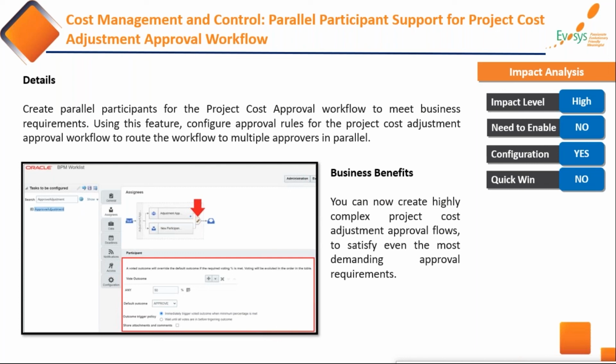Again a good feature: here they have expanded the way you can design the approvals. Now you can even design approvals which work in parallel, where the notification will trigger to three to four parallel participants, and then one of them can claim and approve it. Previously the only option was to define an approval that is sequential. But now in the project cost adjustment, they come up with the parallel participant feature also, where you can push the workflow in parallel to multiple approvers.